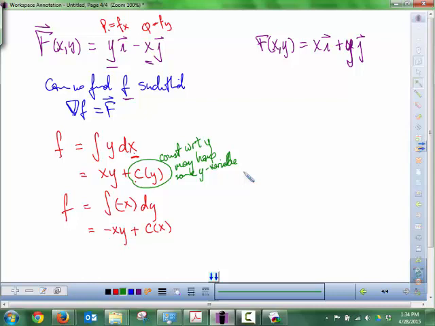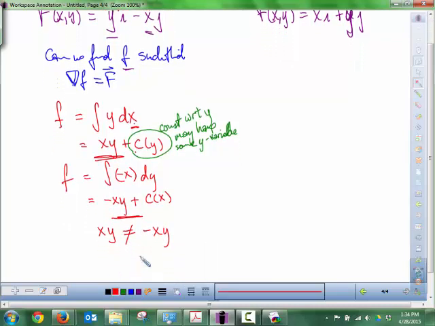So now what we want to do is match these two functions and then match any derivatives that might have disappeared along the way. But if you look at these two functions, can they be matched? Are they the same? Looks like xy compared to negative xy can never happen. So I would have to say that this is not a gradient field.